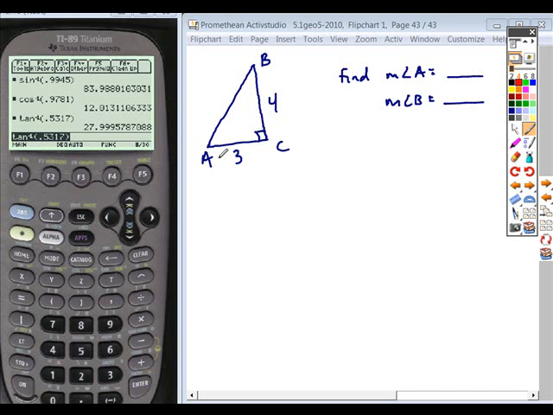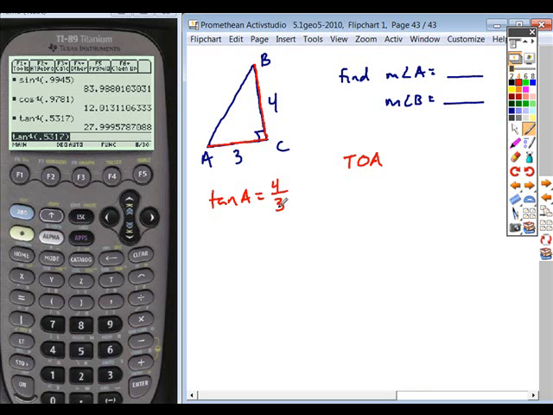Which trig ratio can you represent with the side opposite A and the side adjacent to A? Opposite and adjacent is which part of SOHCAHTOA? TOA. Okay, so that means that you can use the tangent ratio. The tangent of A has to be opposite, which is 4, over adjacent, which is 3.